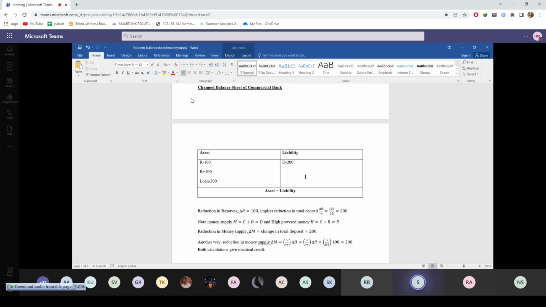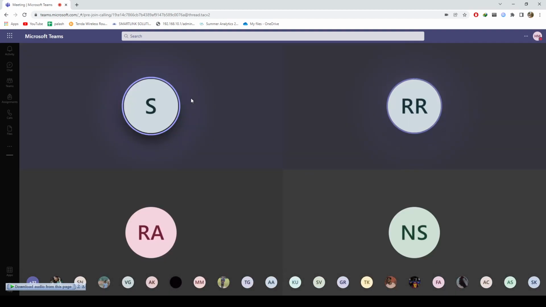Over here in this example, high powered money reduced by 100 units. As a result, money supply got reduced by 200 units. This is the numerical example. So let us go to a graphical exposition of this open market operation.